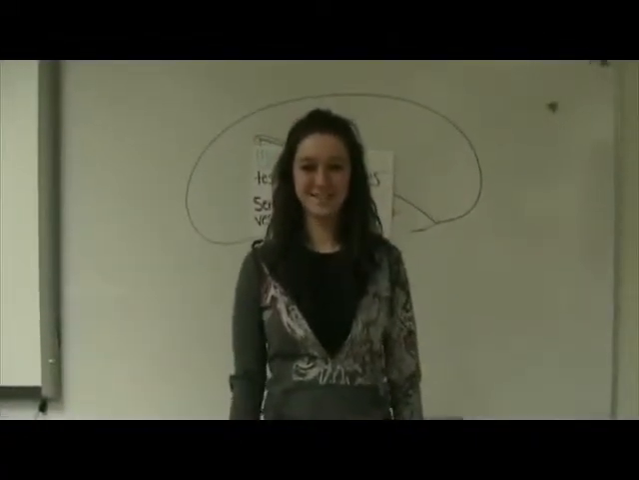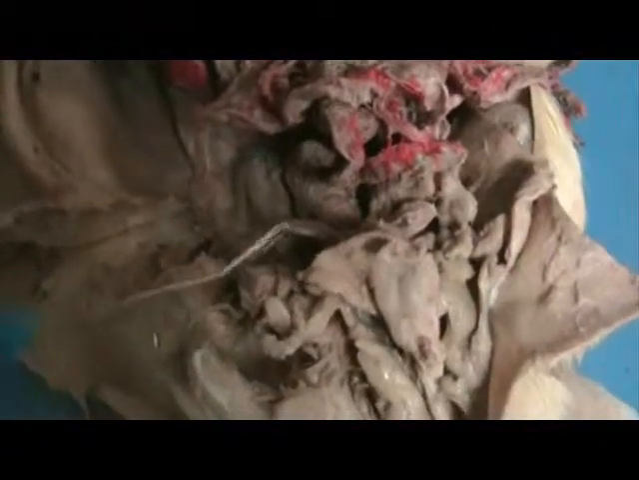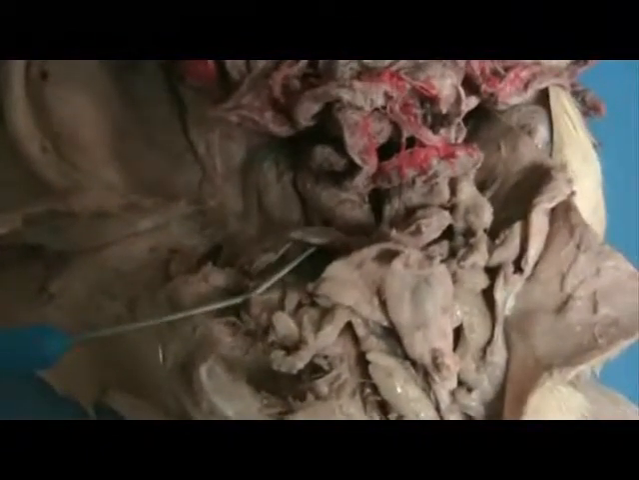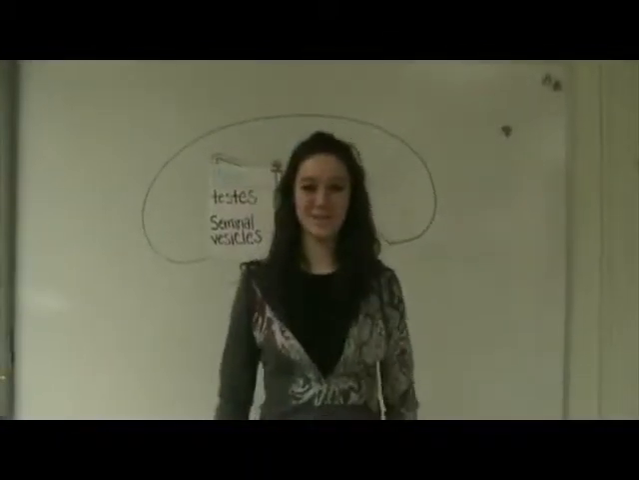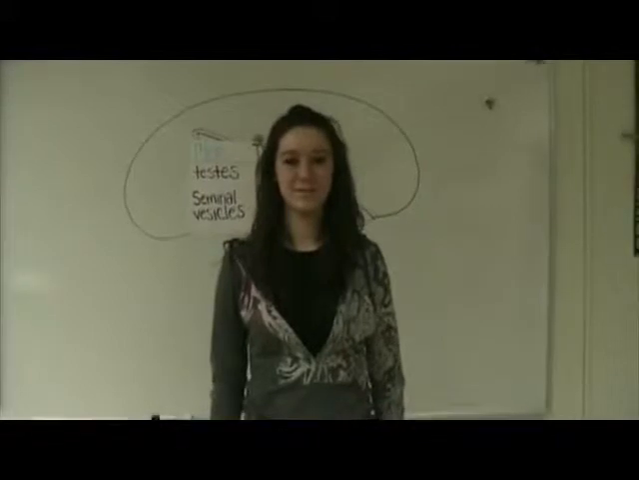There are also seminal vesicles located to the left and right of the bladder. The function of this organ is to secrete materials that form seminal fluid, semen.